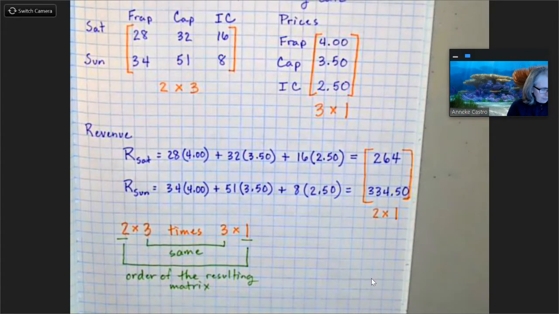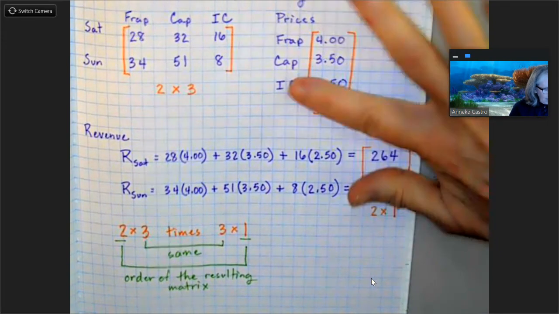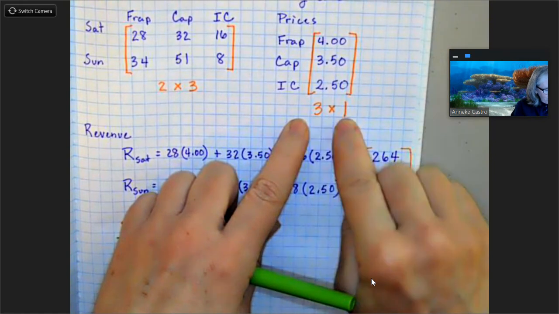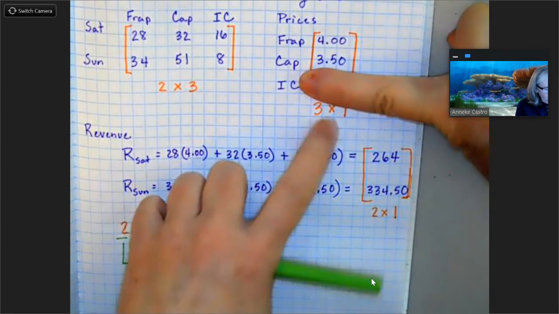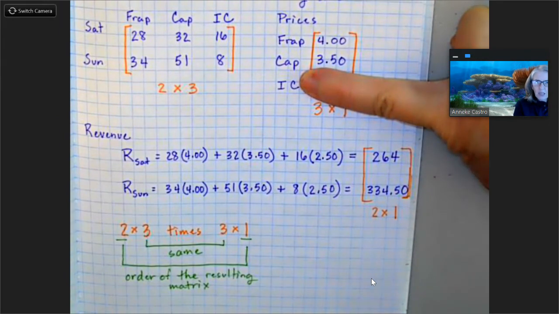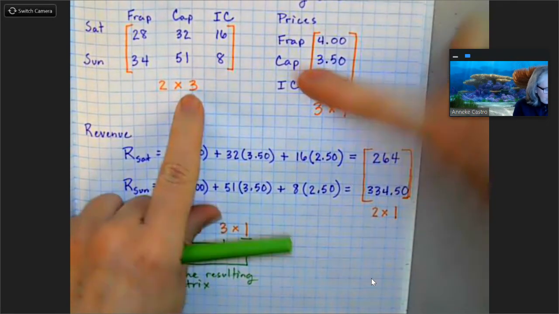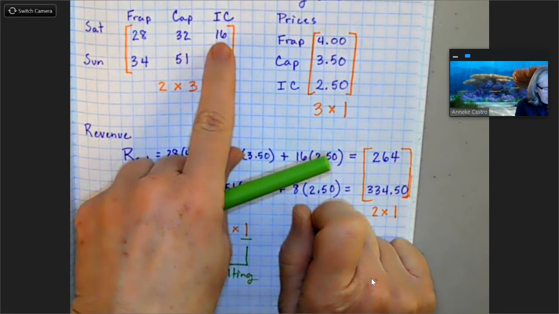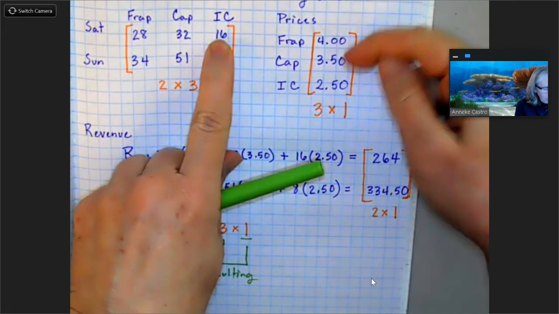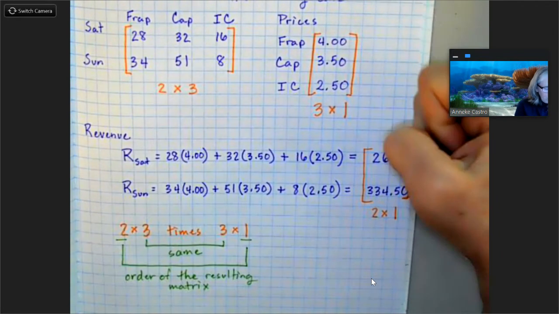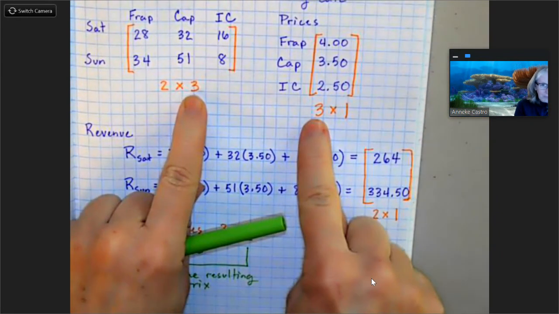So if I didn't have the price of the iced coffee, if this had just been a 2 by 1, I wouldn't be able to do anything with that 16. I wouldn't know what to do with it. So it's really important that this number be the same as this number. I have 3 items going across this way, so I have 3 columns. So I've got to have 3 rows this way because I need 3 numbers to multiply with these 3 numbers. That's why these numbers have to be the same.